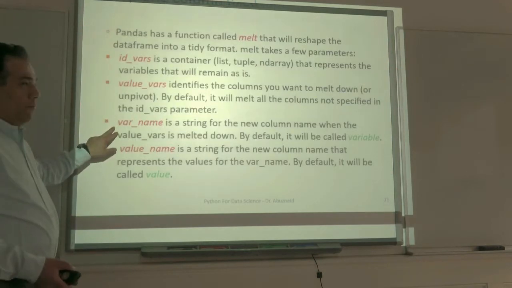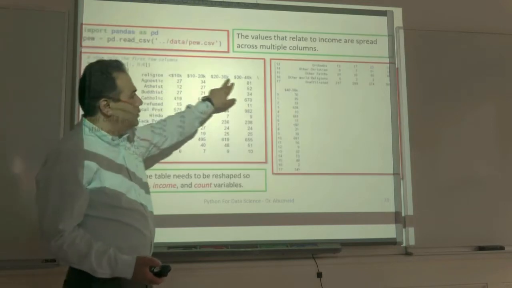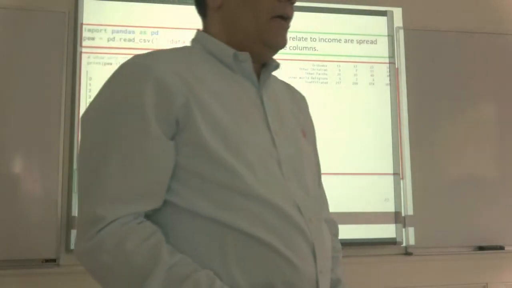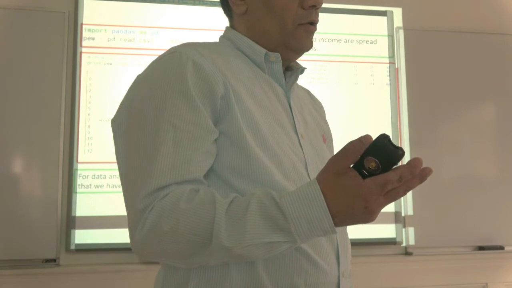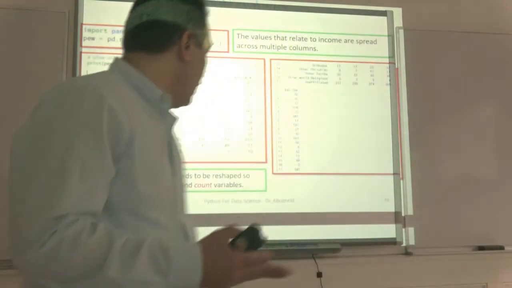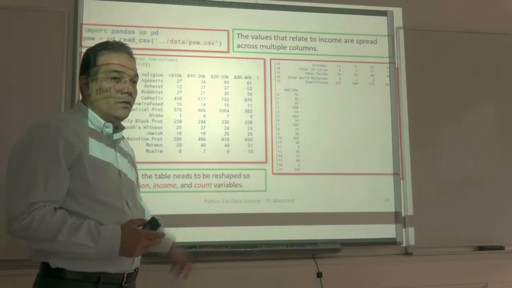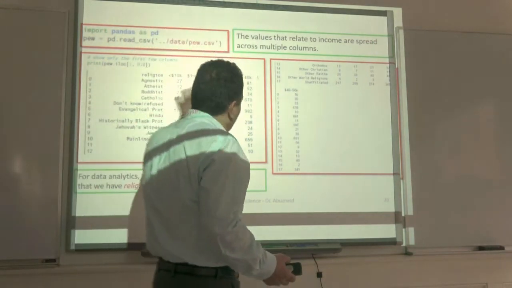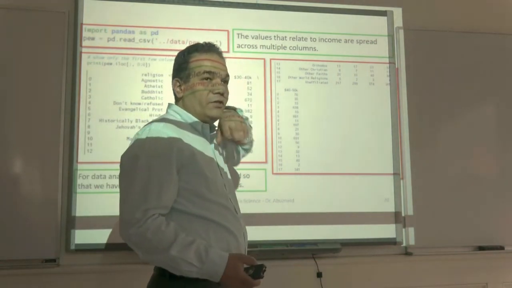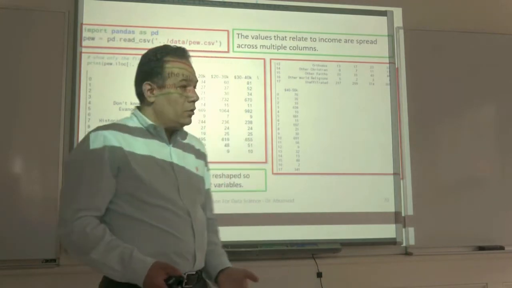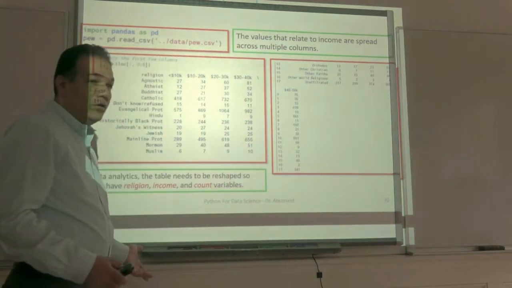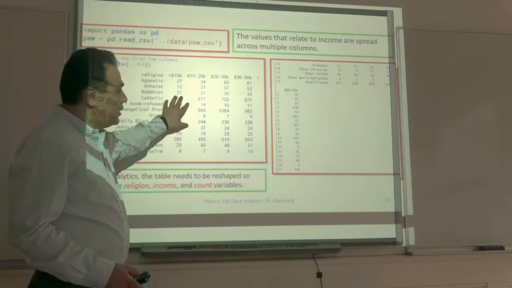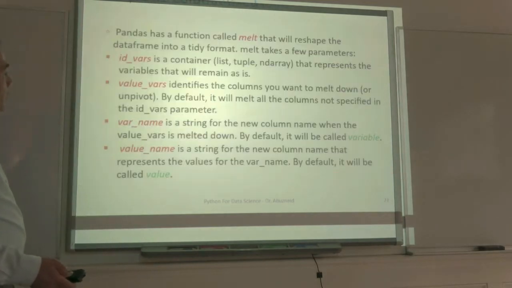Then you have var_name. So when you melt these, we're going to replace them with two columns: one is the income and one is the count. We're going to melt these five columns and create two columns. One is the income, which is in here, and the other one is the count for each income. And that's where we specify.